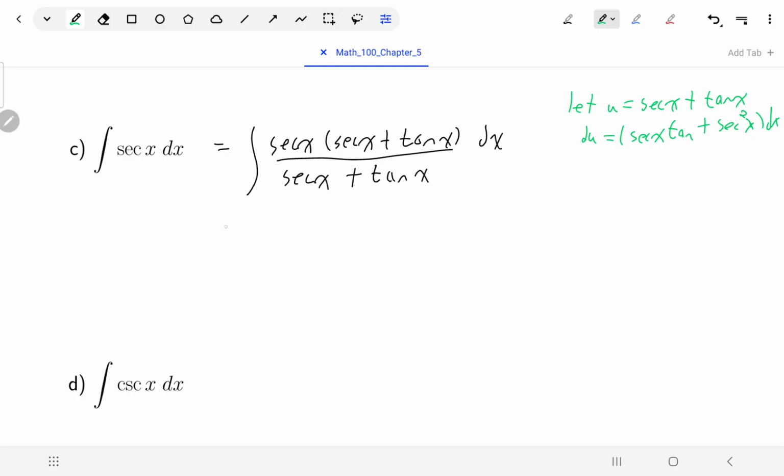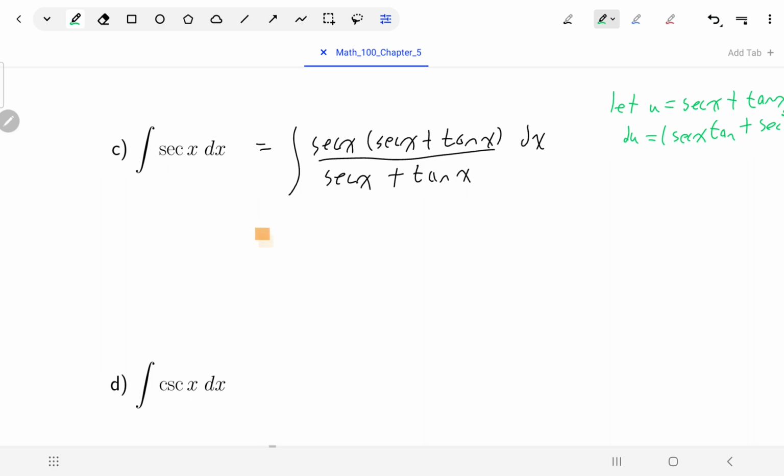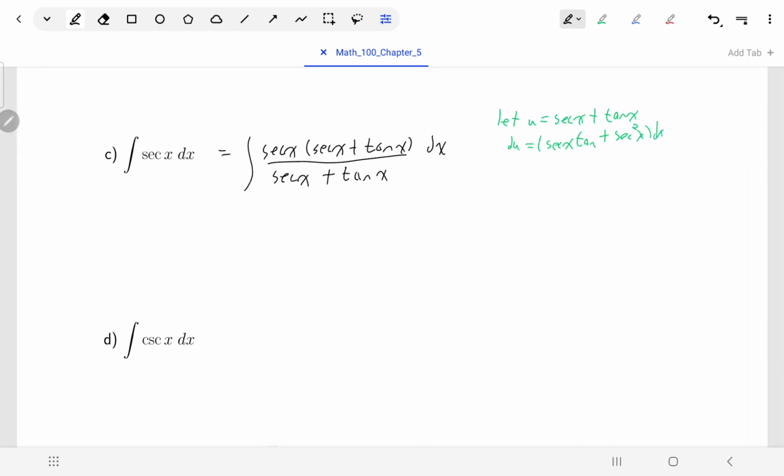So we wind up with just 1 over u du. So we're going to get natural log of u, or in other words, natural log of secant plus tangent, plus our constant c.